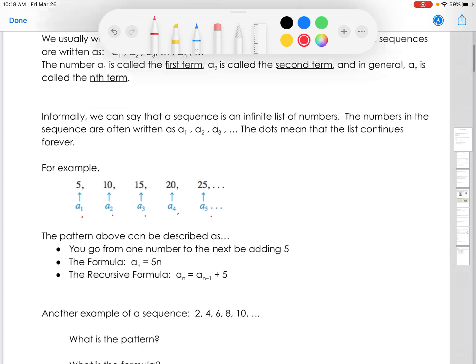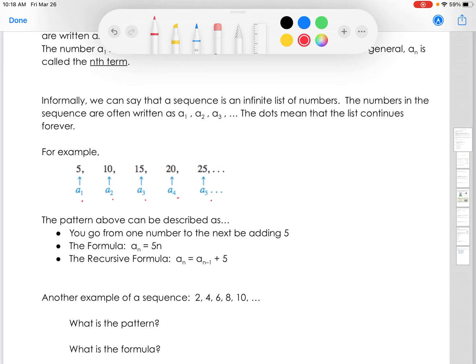So the pattern above can be described as going from one number to the next by adding 5, right? We can also say that it is the formula a sub n is equal to 5 times n. So n being this number. So 5 times 1, 5 times 2, 5 times 3, and so on.